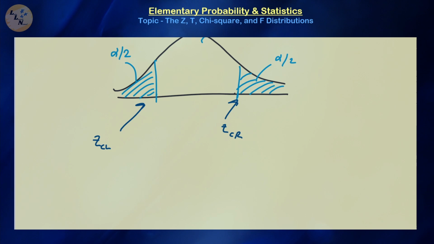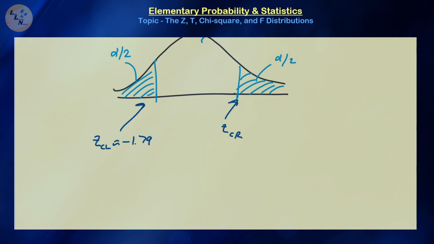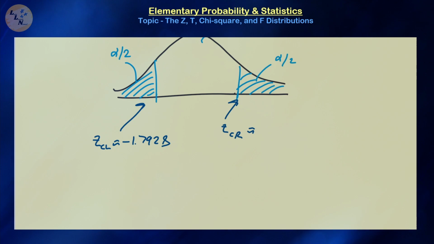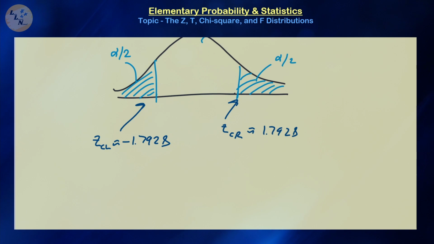One should be able to find that this is going to be approximately equal to negative 1.7928, and take a guess at what ZCR will be equal to. That's going to be positive 1.7928 due to symmetry.